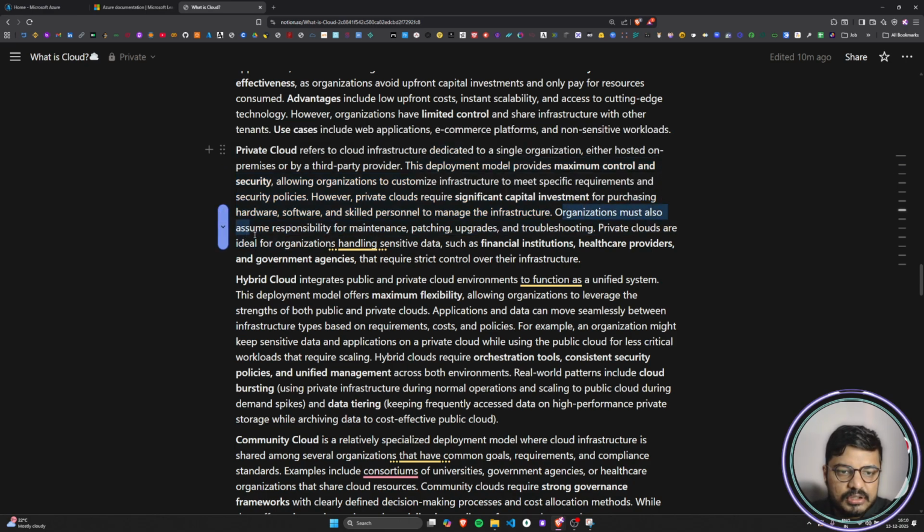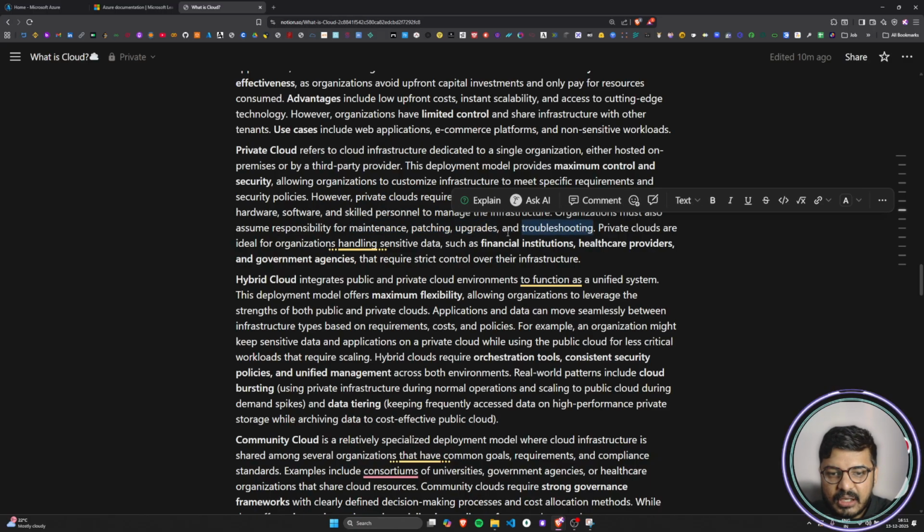Organizations must also assume responsibility for maintaining, patching, updates, and troubleshooting. So now the user or the organization will have the responsibility of maintaining that cloud, doing any kind of patches or upgrades, and even the troubleshooting will now be the headache of the organization and not any kind of cloud provider.